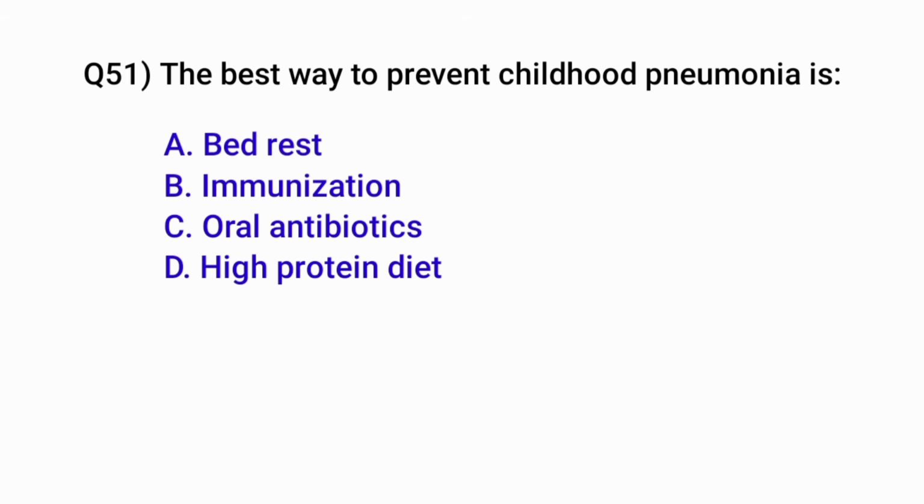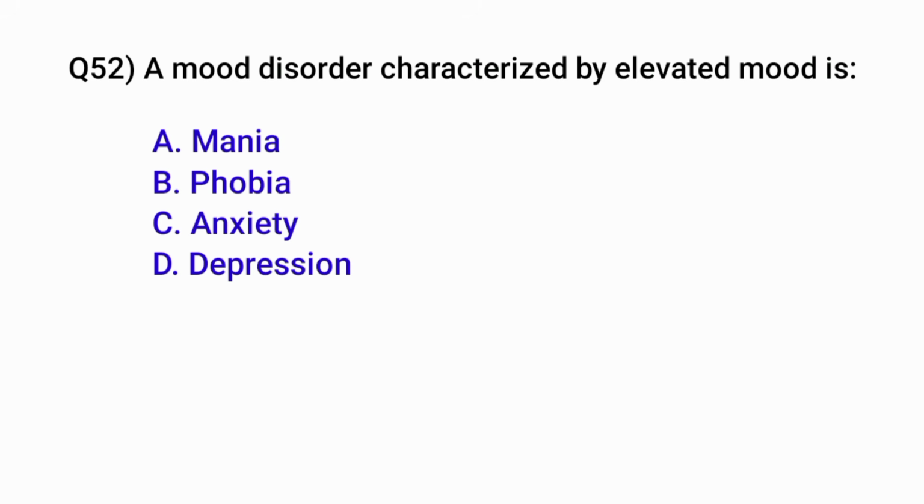Question number 51. The best way to prevent childhood pneumonia is? Correct option is B, immunization. Question number 52. A mood disorder characterized by elevated mood is? Correct option is A, mania.